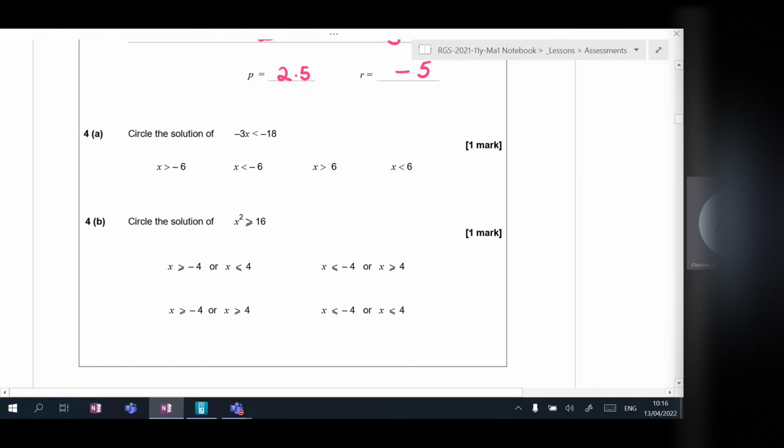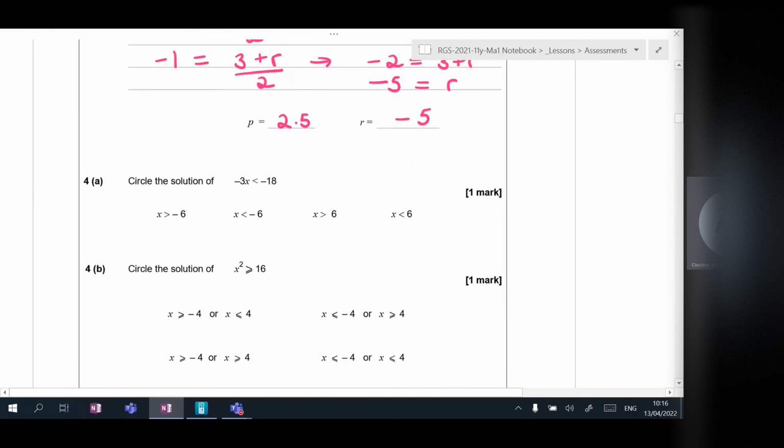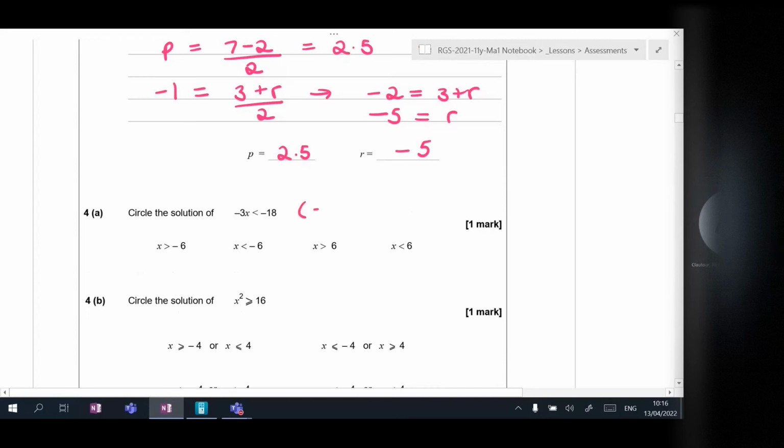Question 4, just solving this inequality here. So -3x is less than -18, so I need to divide by -3. And remember, if you're dividing by a negative number, you need to change the inequality sign. So that gives us x bigger than 6. Just remember, this question is a test about whether you remember to change the sign when you divide or multiply by a negative number.